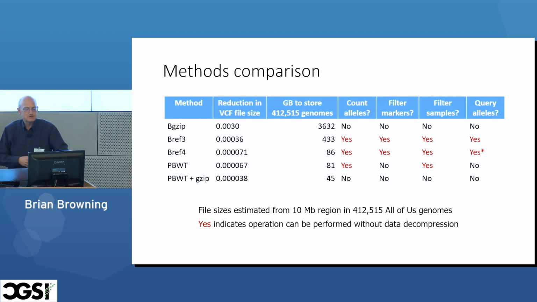So then PBWT, you can count alleles, yes. You can filter samples, at least in theory. I don't know if methods have implemented this, but yes, you can filter samples if it's PBWT compressed. But you can't filter markers, you can't query alleles, you can't store the PBWT data in memory. You have to inflate it, which means you have to spend the time to decompress and you have to have the memory in place to decompress the data. PBWT plus gzip, like I said, gives you another approximately 2-fold reduction, but like gzip at the top of this, once you gzip things, you have no ability to do these other things.